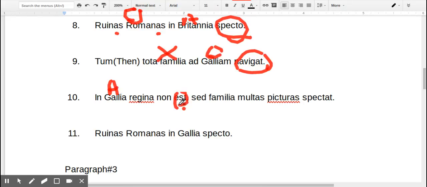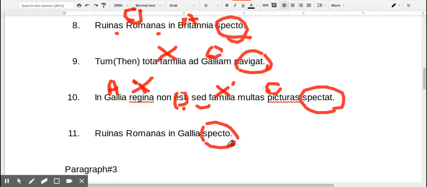There's not a queen. Remember, est takes nominative on both sides. But the family looks at many pictures. Ruinas Romanas in Gallia, remember, go to your verb first. Don't translate these accusatives. And so that would be here. Hold off. I see Roman ruins in Gaul.